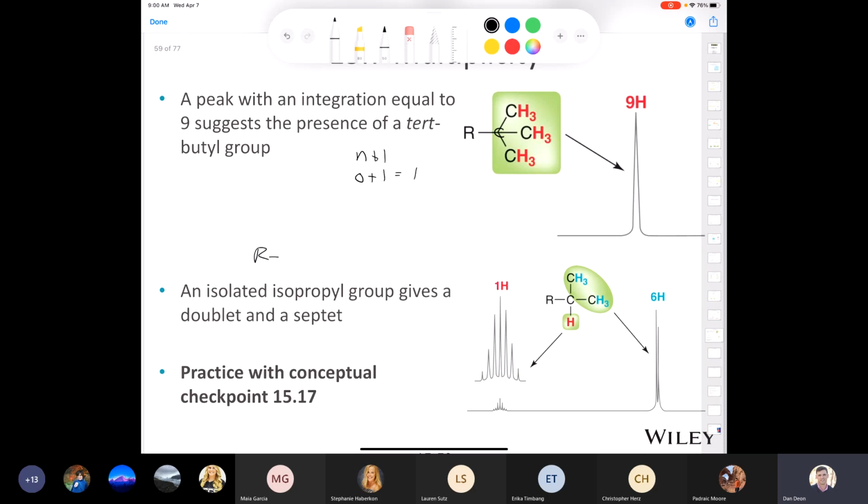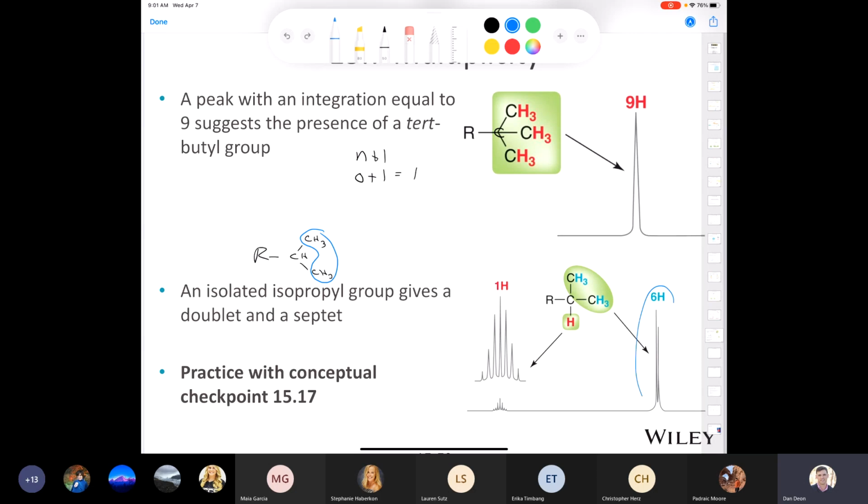What about an isopropyl group? An isopropyl group looks like this. This is just another representation of it here. Well, these 2 methyl groups are both chemically equivalent. There's 6 protons total, but they're split by this one next door neighbor. 1 + 1 is 2.